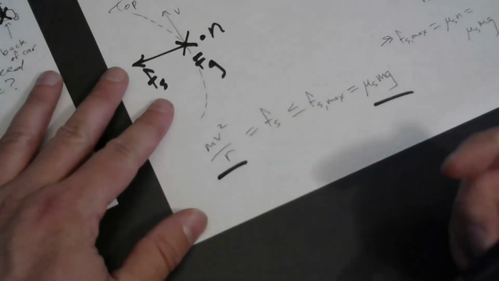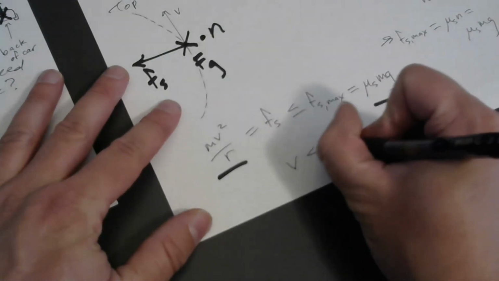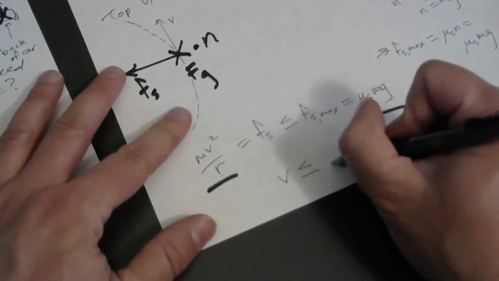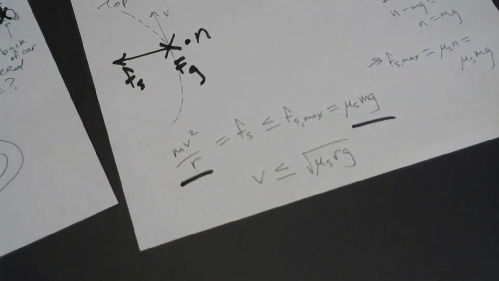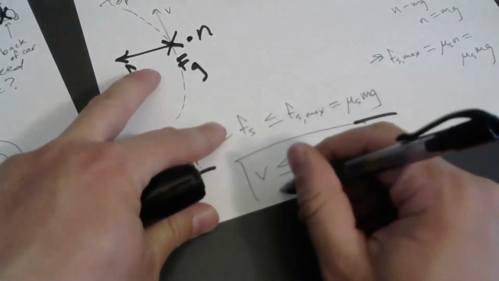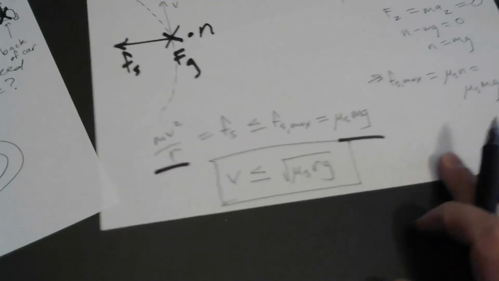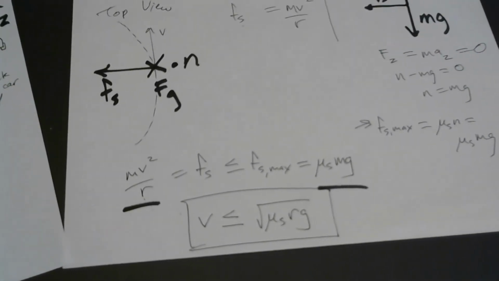Let's solve for v. You see this inequality here? All of this shows that v has to be less than or equal to, I move the r to the other side, and I take the square root, sqrt(mu r g). Now I'm going to put a box around that. Not because you should memorize it, but because expressions like this are going to appear a lot in some of these problems. So when you see something like this, that should make you feel good because you're probably on the right track.